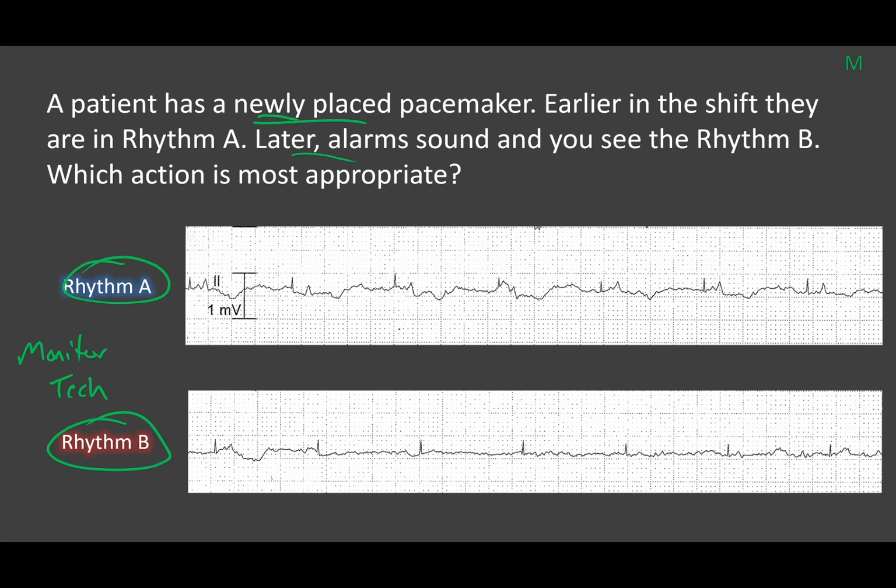And so just to look at these two strips and figure out what's going on, it appears that they're V-paced here and that everything's looking fine. You've got a spike for every QRS. Then later on, you have spikes, but the patient really doesn't have anything in the way of QRSs going on. And then you can see here where they get captured again. And so you have to ask, how emergent is this?